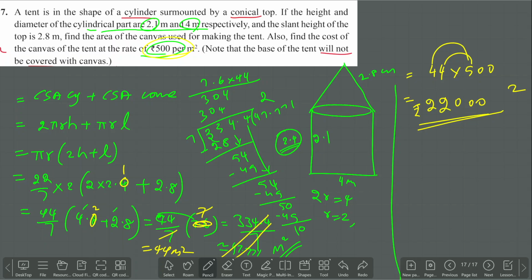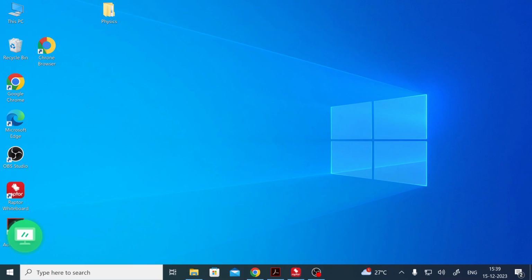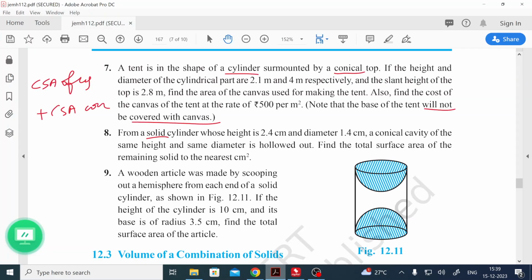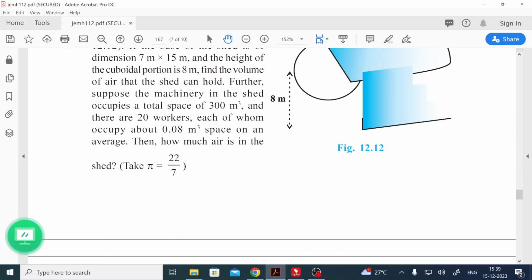It is a very big tent, I think, because 4 meter base, that is very big only. Understand? Right. 22,000 it's getting. Do you understand? It's very easy. You have to do it very carefully. After finding the area, we have to multiply by 500. Anything else? From the 13th chapter, first area based, right? Volume based you go. Anything you want, Raja, you tell me.